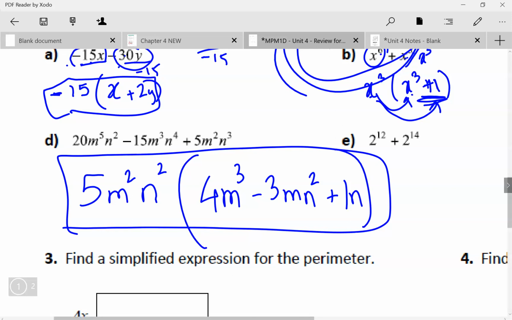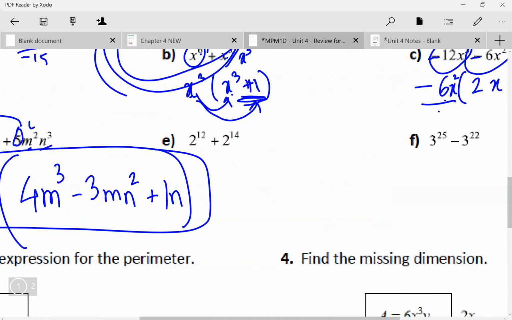5, the lowest number here, goes into 15 and 20, so that is my greatest common factor, or the number part. And then for the variable part, I look at m. I have m to the power of 5, m to the power of 3, m to the power of 2. So the lowest power there goes in here. N to the power of 2, 4, and 3, so the lowest power goes in my greatest common factor. And then I just divide each term by the greatest common factor.